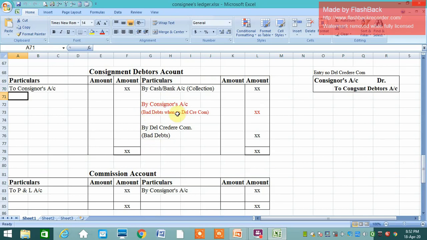If Del Credere Commission is not there, then it will come by consignor's account, and if Del Credere Commission is there, then it will come by Del Credere Commission. Please be careful. I'm repeating that both these things will not come here.